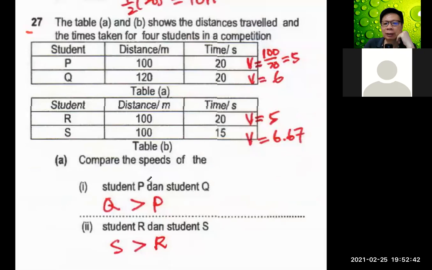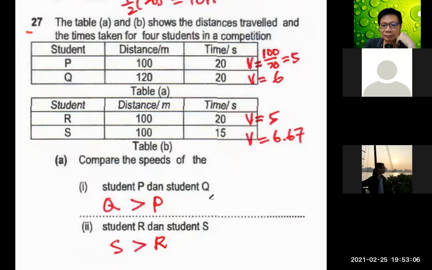So you straight away know the answer here. Compare the speed of P and Q: Q is faster than P. Between R and S, you can see S is faster than R. 6.67, while this is only 5. So S is faster. Clear or not? Understand? Hui Jin, do you understand? Yes, sir. Aaron Tan, do you understand? Yes, sir. Okay, good.